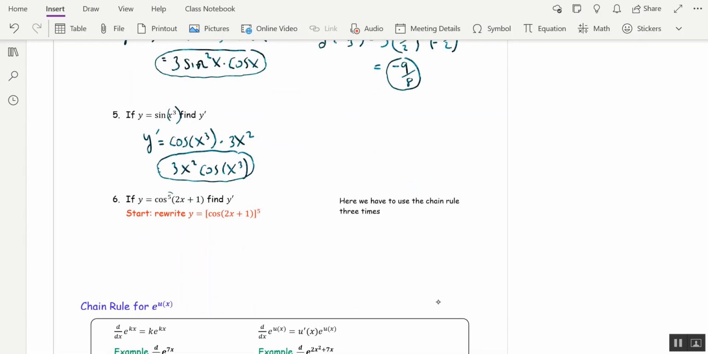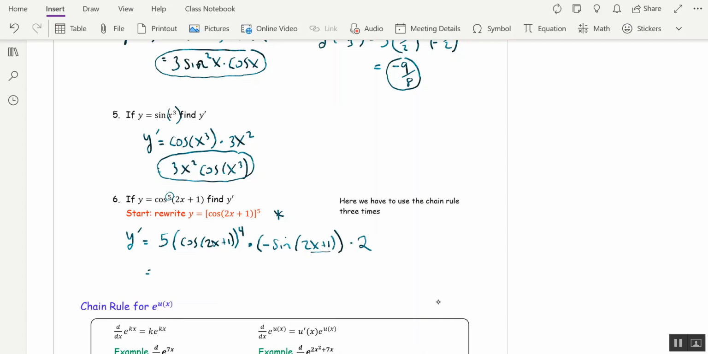The first thing I want to do, since I have the power of a trig function, is I want to rewrite it like this. So I can clearly see what's on the inside and what's on the outside. So y prime is, we bring the 5 down, leave the whole inside alone. Cosine of 2x plus 1, and then new exponent is 4. Then I multiply by the derivative of the inside. The derivative of cosine is negative sine. Since that's negative, you definitely need parentheses. Otherwise, it's subtraction. So sine, and then leave the 2x plus 1 alone. Then there's another inside. We need to multiply by the derivative of inside of this, which is 2.